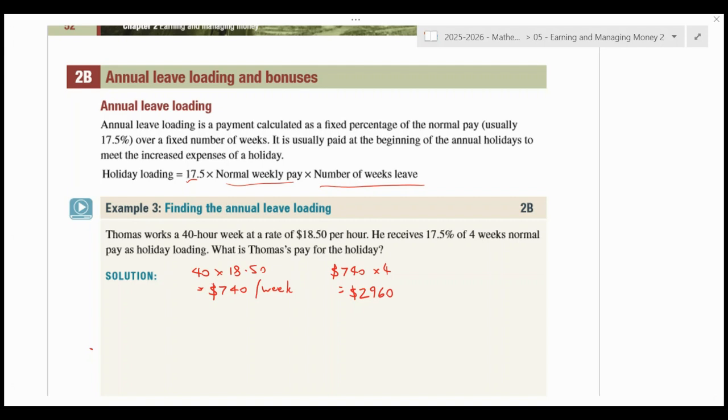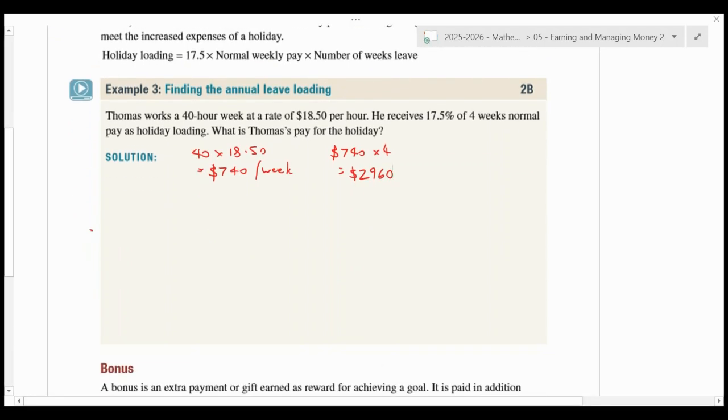So what we've got to do now is add on 17.5%. There's a couple of ways we can do this. Let's do it this way, because sometimes you're going to get questions asking how much is his leave loading, and sometimes it'll be how much is his pay. This one asks for his pay, but we're going to assume that it might ask for the leave loading at times. So let's do it that way.